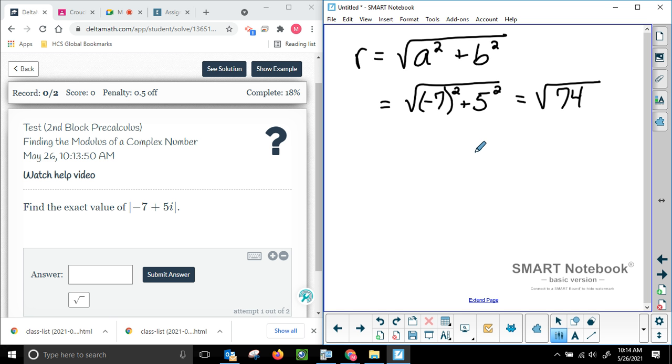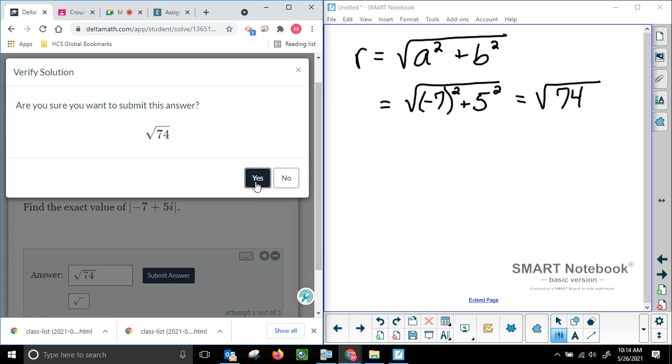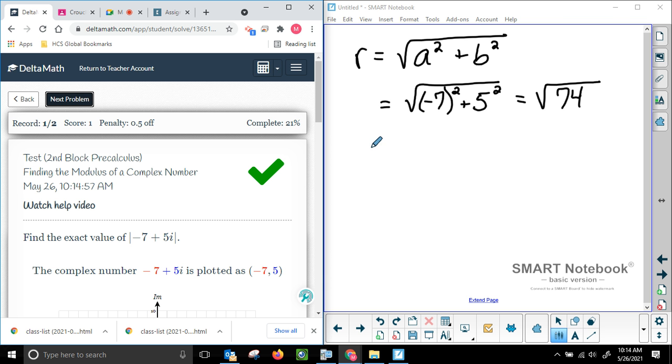All right, I don't think any perfect squares go evenly into that, right? 4 definitely does not, 9 does not, 16 does not, 25 does not. All right, we're good there. So we can just write it, the square root of 74. If you could simplify it, you would need to.